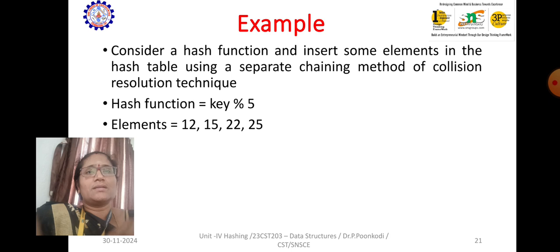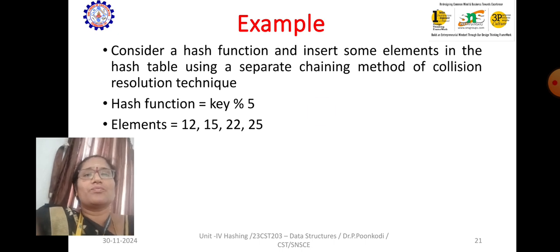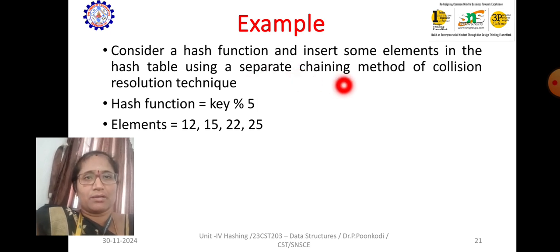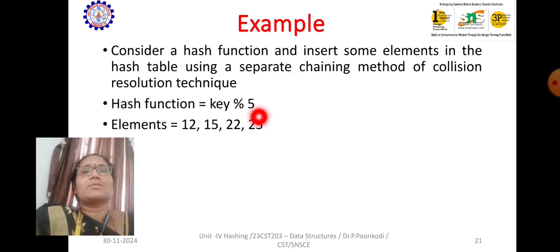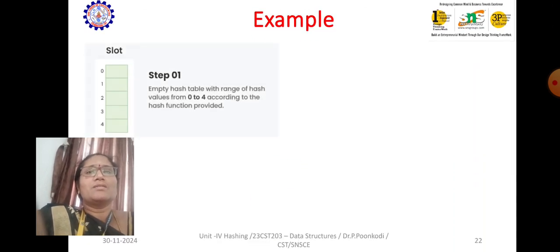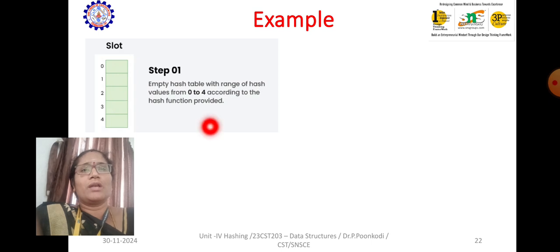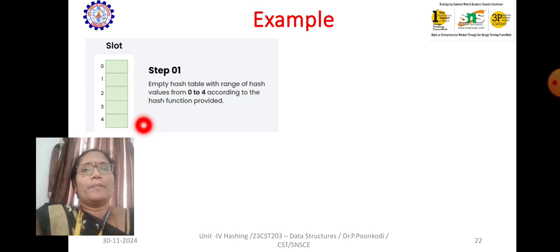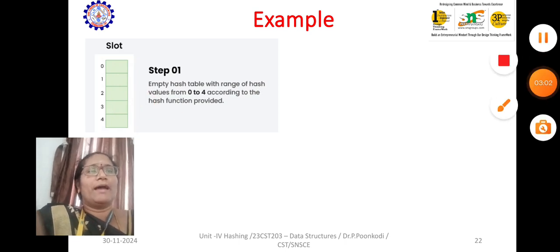You can consider this example, in which you have to insert these 4 elements into a hash table using the separate chaining method with the table size as 5. If it is 5, the index values vary from 0 to 4. So in the first step there are 5 index values, varying from 0 to 4. In this particular hash table we are going to store the values.